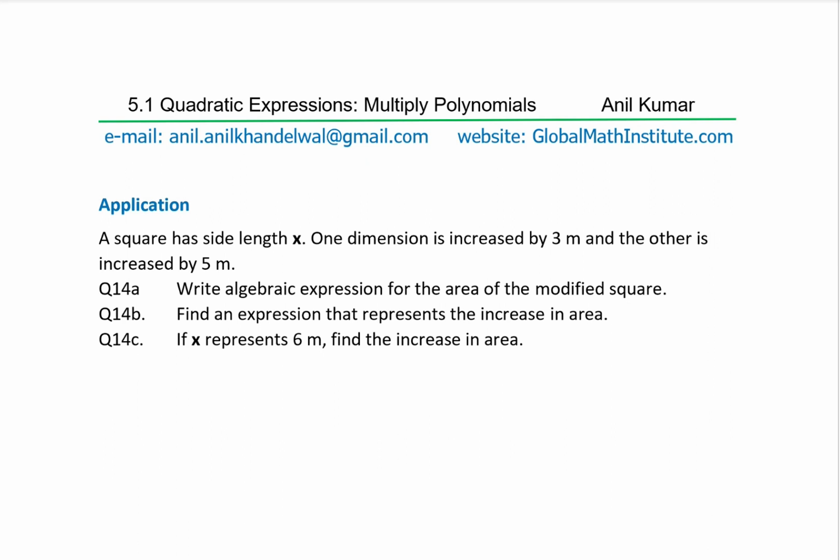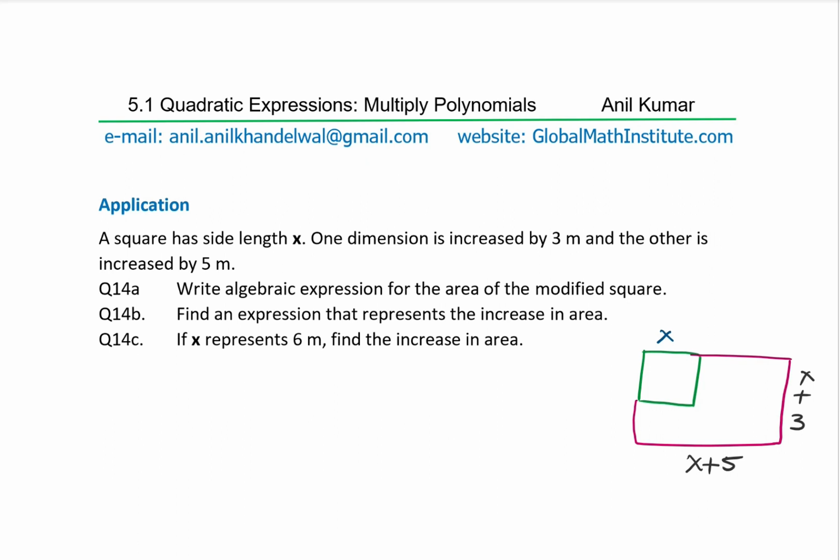So let's begin by sketching the square itself. So we have a square here, says x units. Now this square is increased by 3 meters and the other side by 5 meters. So let's increase this by, let's say, 5 meters here and 3 here. So we get a new square. Dimensions for this will be x plus 5 and that will be x plus 3.